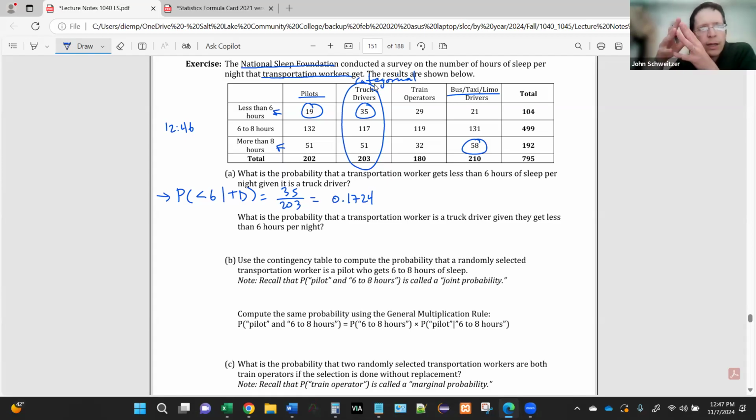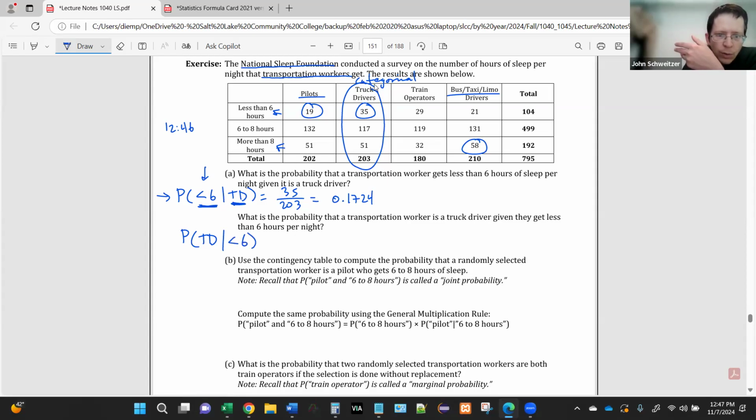I like to think of this as kind of detective work. You're trying to figure out if a randomly selected person is getting less than 6 hours of sleep per night. I'm giving you this information that they're a truck driver, right? And so that additional information may change that likelihood. Now it's the exact opposite. Now I'm trying to predict if a randomly selected transportation worker is a truck driver, and I'm giving you some information that they got less than 6 hours of sleep.